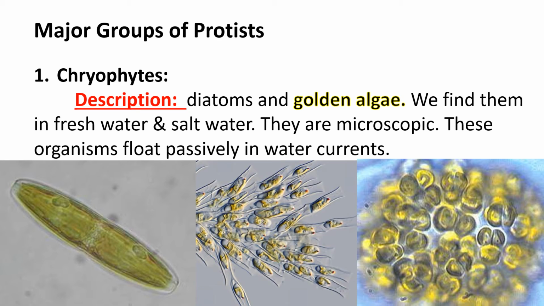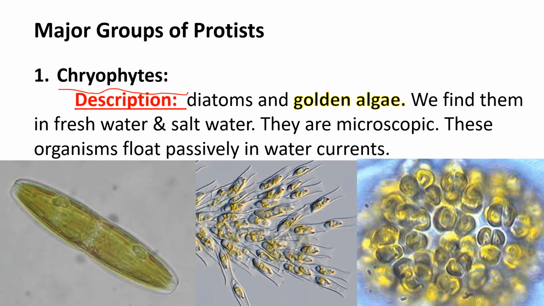All right, so let's look at some of these major groups of protists. These are the plant-like protists. We're now on the next page where it says plant-like protists, and the first type is going to be these cryophytes. These guys are diatoms and golden algae.